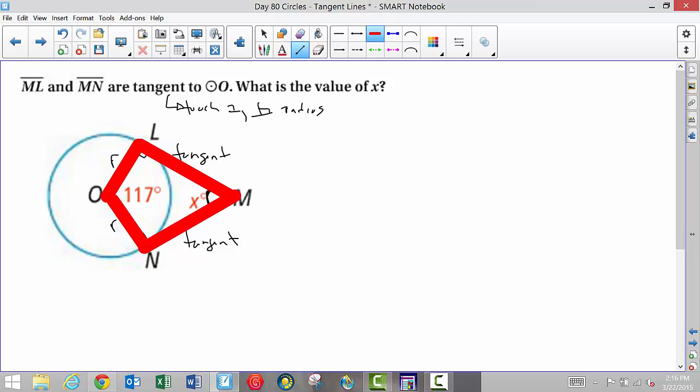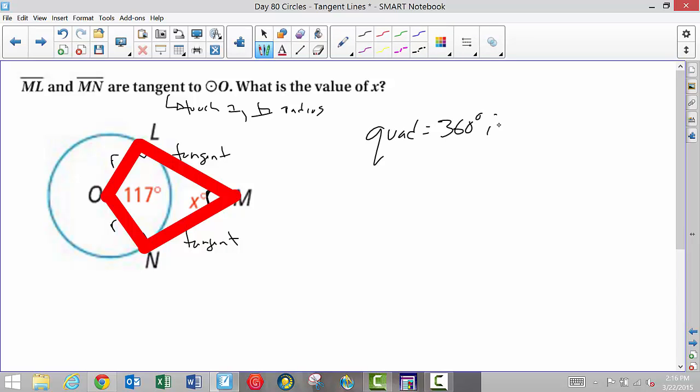a four-sided figure. You should know that a quadrilateral has 360 degrees. So a quadrilateral is 360 degrees for the interior angle sum. So I have 117 plus 90 plus 90 plus X equals 360. So now I can solve for X.